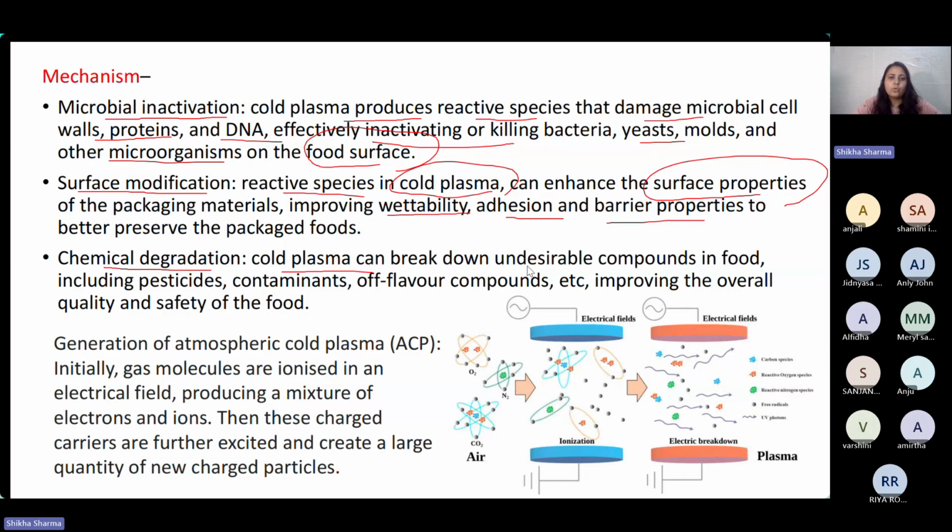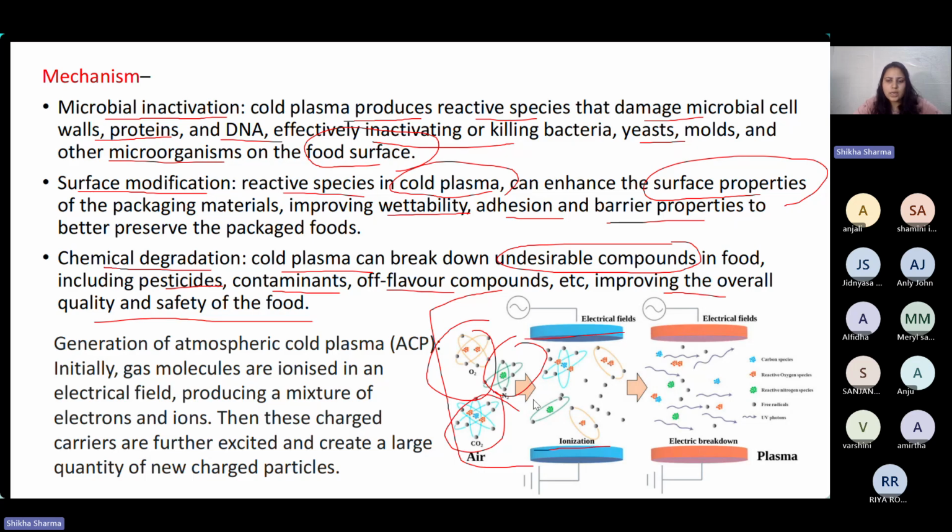So cold plasma can break down undesirable compounds in the food, like pesticides, contaminants, or flavor compounds, which improves the overall quality and the safety of the food product. Here is an example where atmospheric cold plasma is being applied, where the gas molecules, here the oxygen, nitrogen, and CO2, are ionized in an electric field. This is an electric field where the ionization is happening.